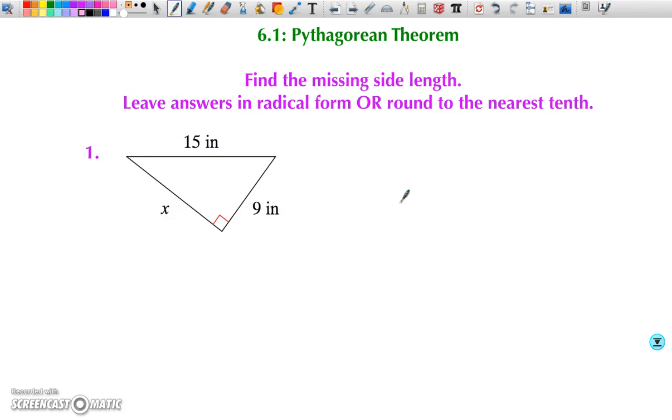I'm going to go ahead and just review the first two sections of Unit 6 that we have done so far. Starting first with the Pythagorean theorem. So using the Pythagorean theorem, given the fact that we have a right triangle and we have a missing side that we need to find.